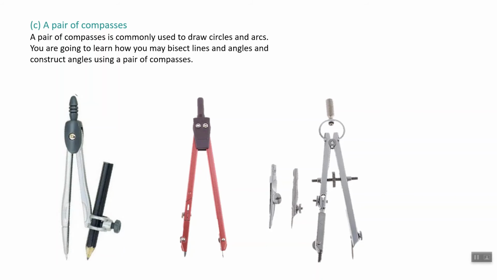The other tool, other equipment we're going to use frequently in this chapter is the compass. You have here a variety of types of compass, but they all have the same use and are used the same way. A pair of compasses is commonly used to draw circles and arcs. You are going to learn how to bisect lines and angles and construct angles using a pair of compasses. Okay, so let's have a demonstration of how to use a compass properly.